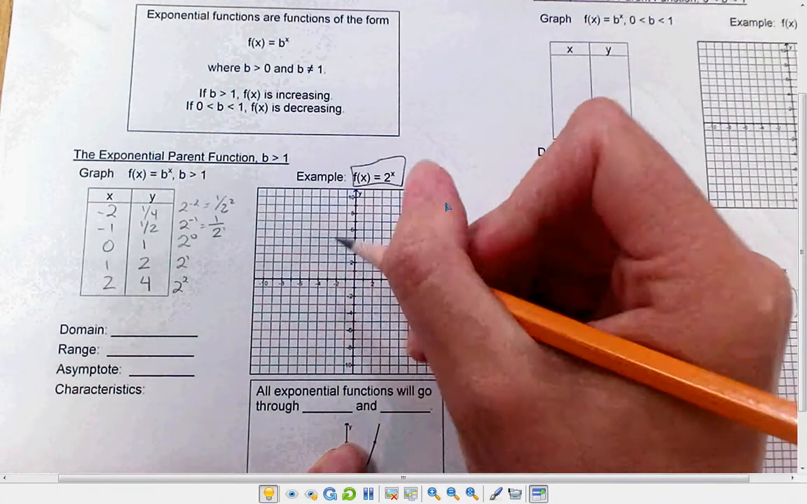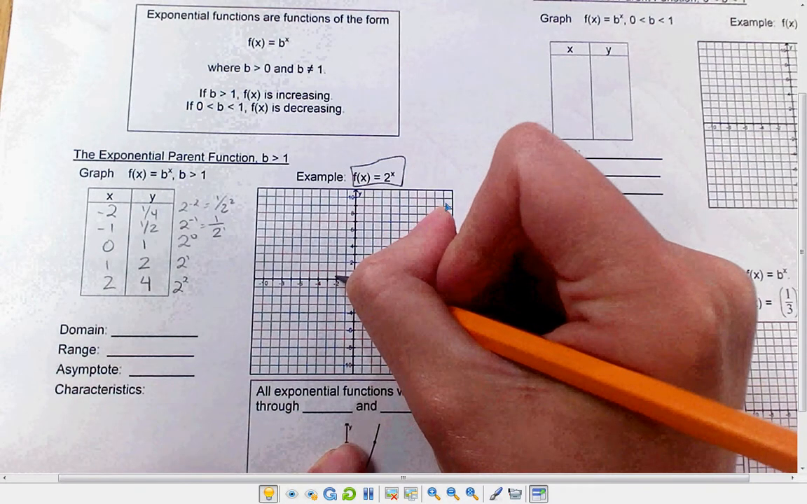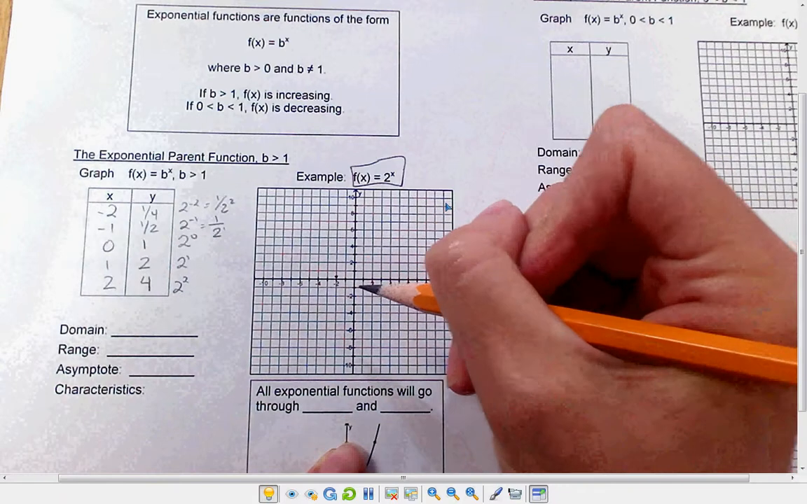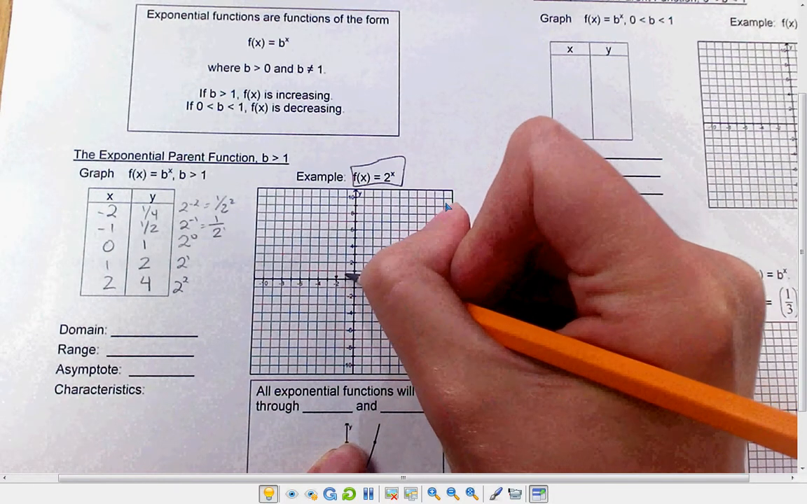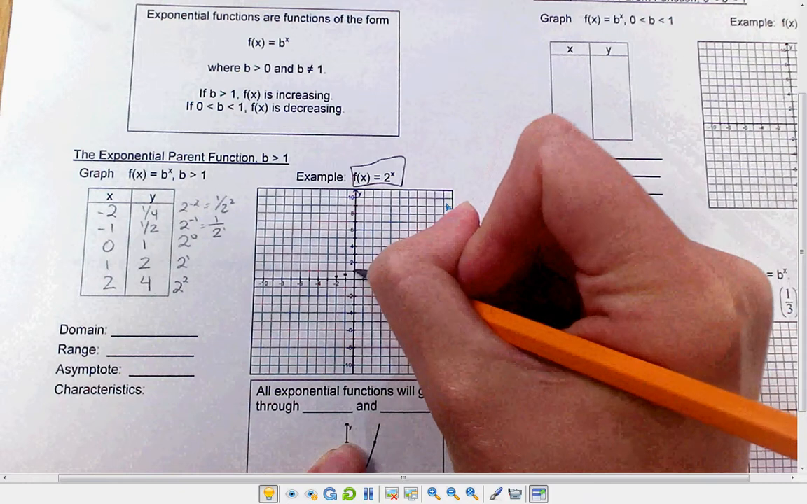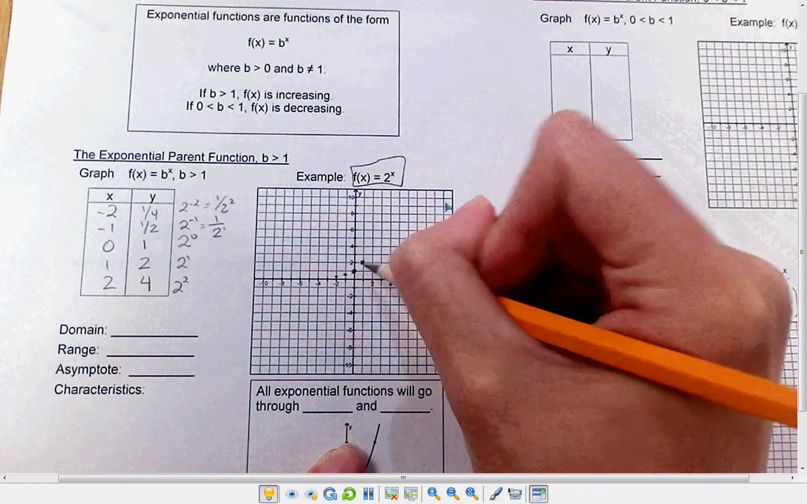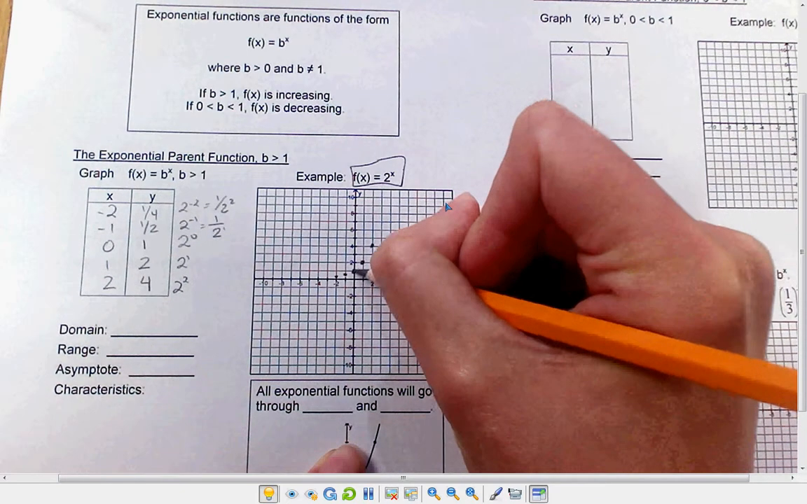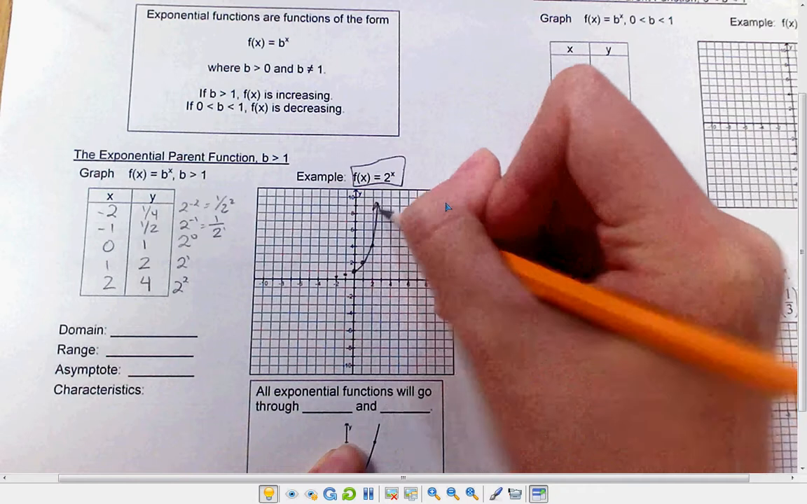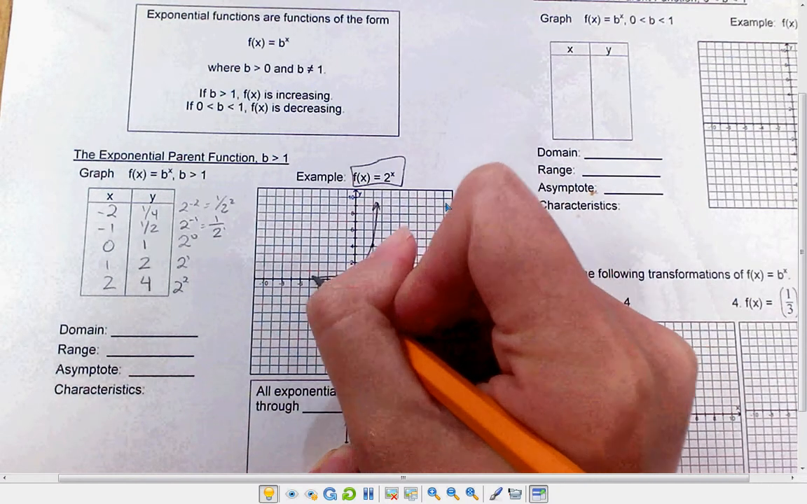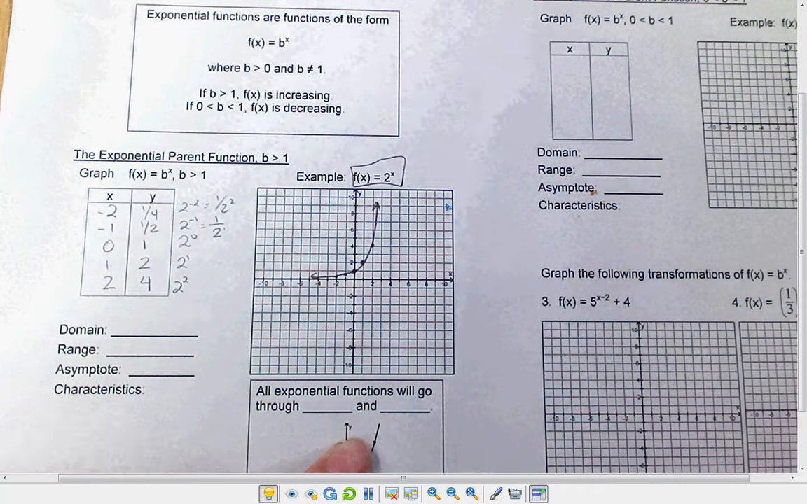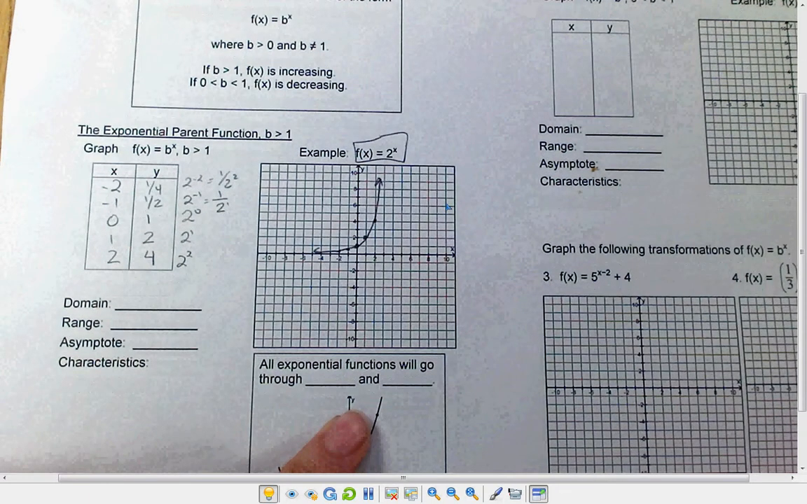So negative 2, 1/4, which is just a little bit above 0. Negative 1, 1/2. 0, 1. 1, 2. And 2, 4. And we're going to connect these to draw my parent function for my exponential graph.